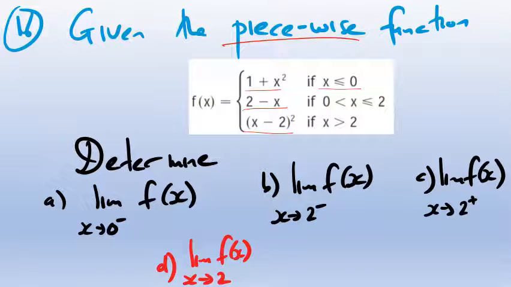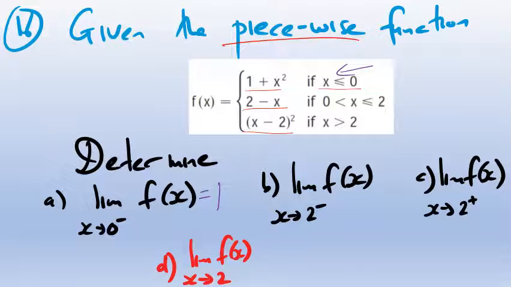So the question says here, the limit of f of x as x tends to 0, but from the left of 0. From the left of 0 basically means the first portion of the graph applies, because it's less than 0. So you just stick in 0 in there. So the limit of f of x as x approaches 0 from the left of 0 is 1 plus 0 squared, which is 1. Think about that carefully.